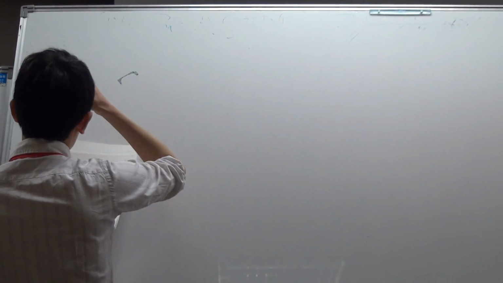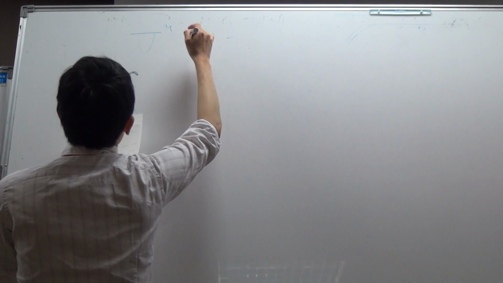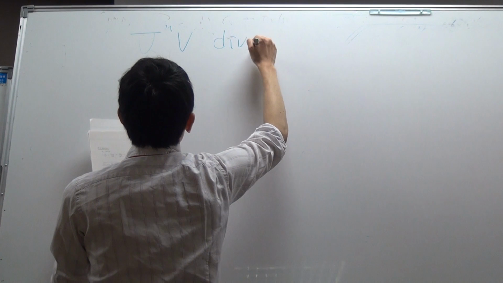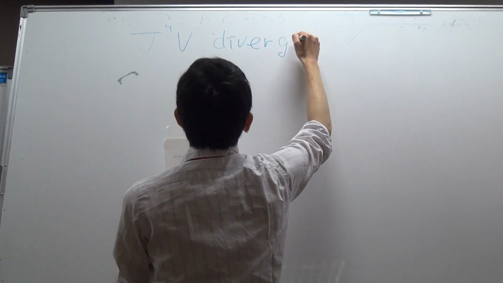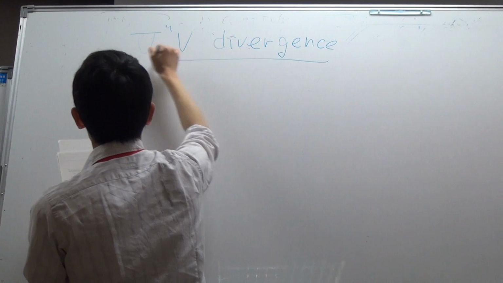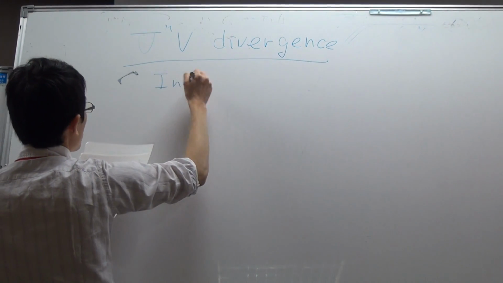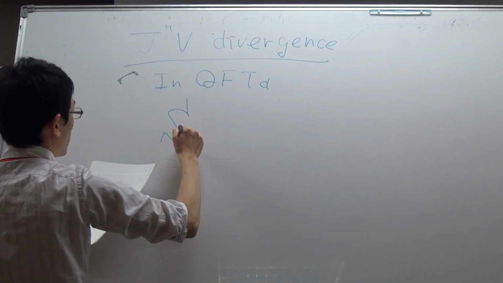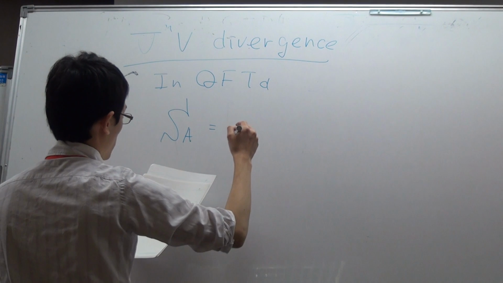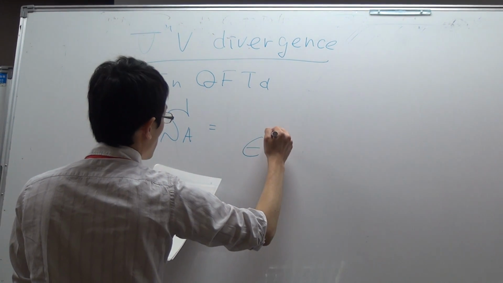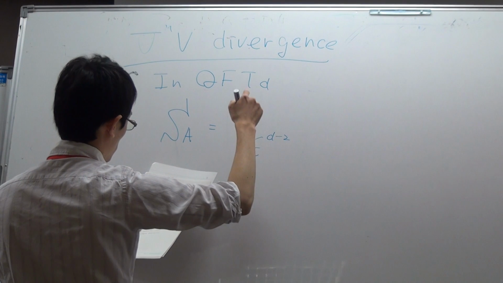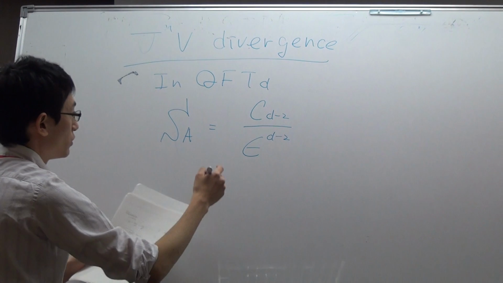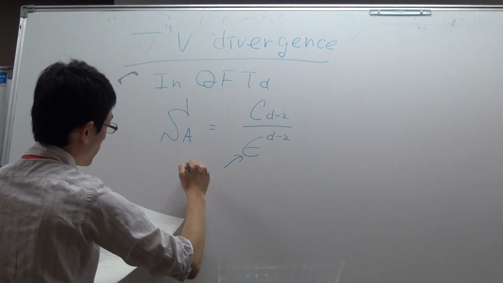Okay, so as I have briefly mentioned, entanglement entropy has UV divergence. So in d-dimensional quantum field theory, entanglement entropy has a divergence proportional to 1 over epsilon to the d minus 2. So this is the UV cutoff.